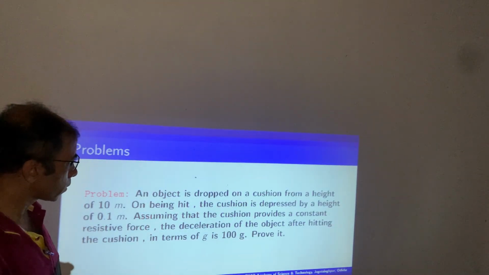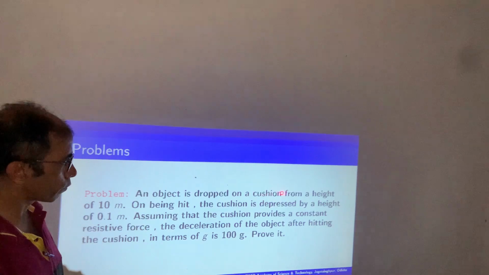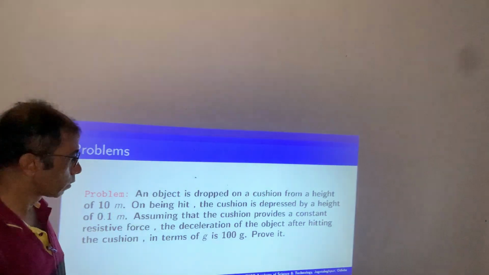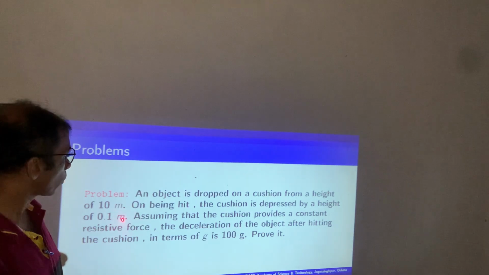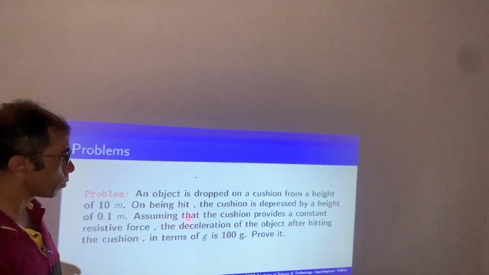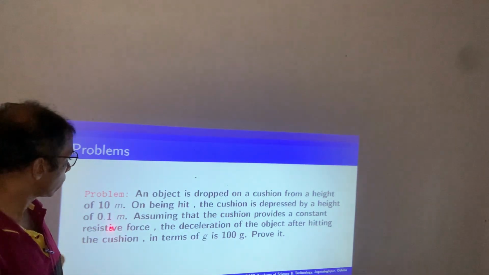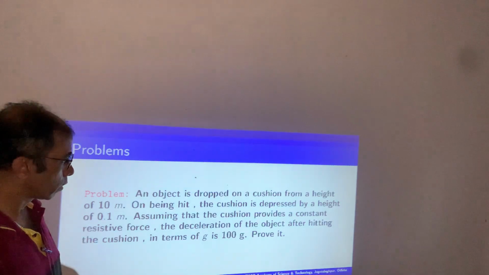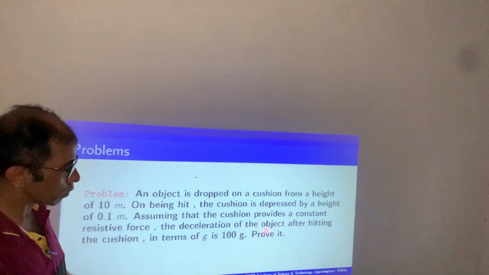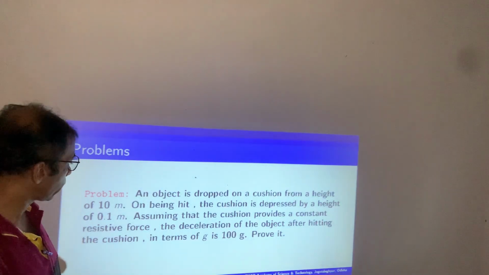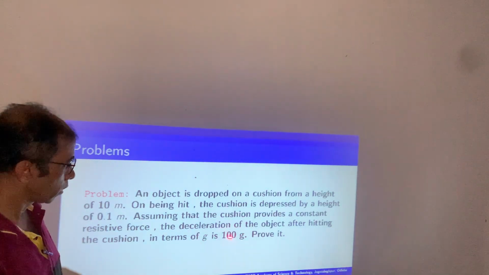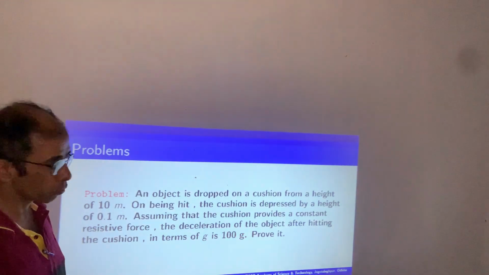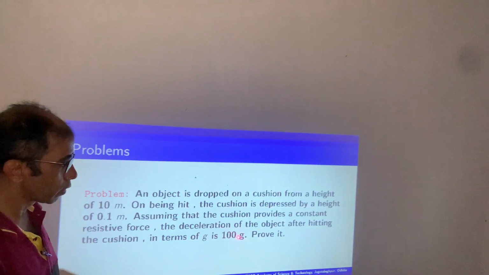So the problem is, an object is dropped on a cushion from a height of 10 meters. On being hit, the cushion is depressed by a height of 0.1 meters. Assuming that the cushion provides a constant resistive force, the acceleration of the object after hitting the cushion in terms of g is 100 g. g is the acceleration due to gravity. So you have to prove it, right?